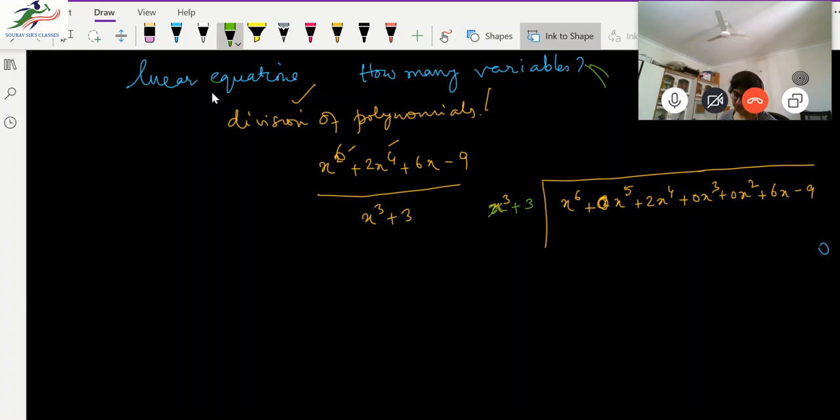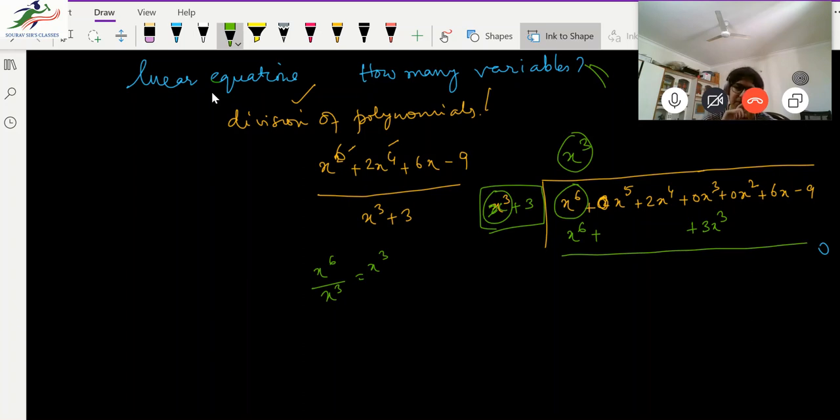So what we'll do is we'll look at the first term, x to the power 6, and we divide it by the first term here. How much is that? X to the power 3. So we write that here, just the way that we do normal division. Now we multiply x to the power 3 with the whole thing. That will give us x to the power 6 plus 3x cube. So it will come here, 3x cube.